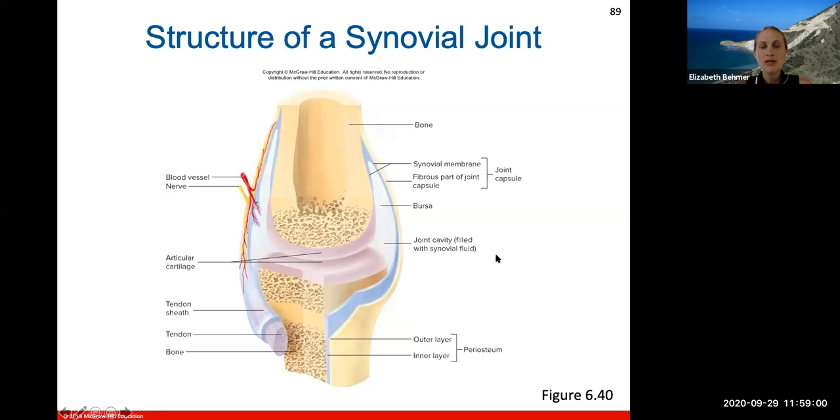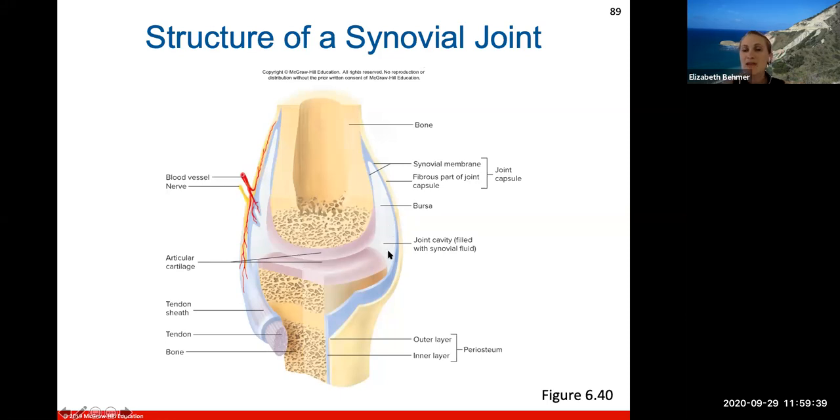Structure of a synovial joint. So synovial joints are the fluid-filled cavities. So this is most likely a look at your elbow or a knee, a simplified version. There will be tendons that help to attach bone to bone to keep everything nice and tight together. The joint capsule will have a synovial membrane, a fibrous part of the joint capsule. There will be bursa, which is extra tissue for protective purposes. There will be articular cartilage on the ends of the bones so that you're not rubbing bone on bone. There's sort of a protective piece for the ends of the bones.